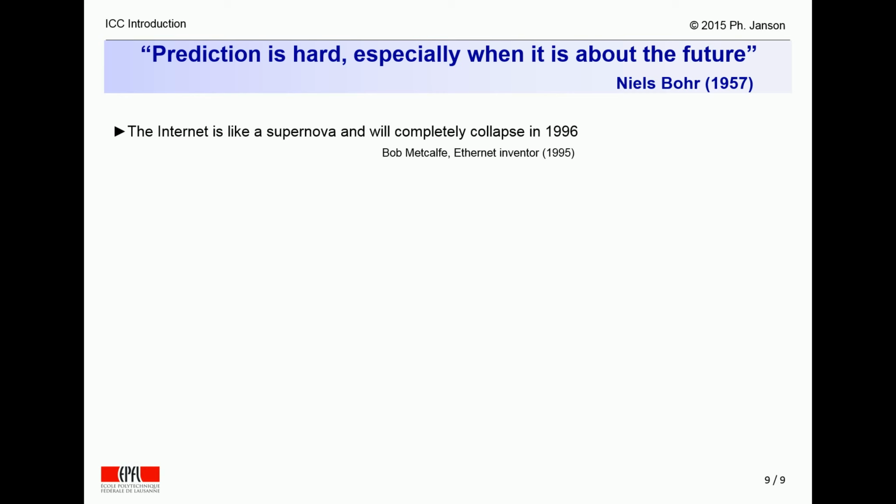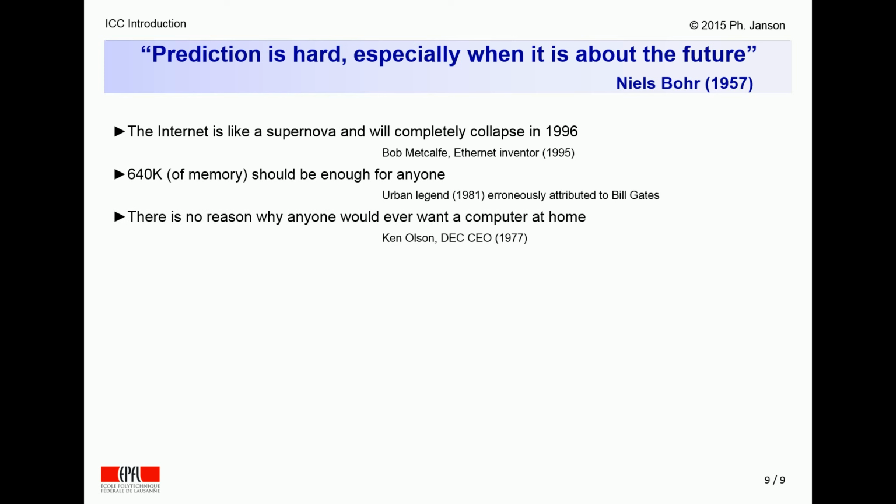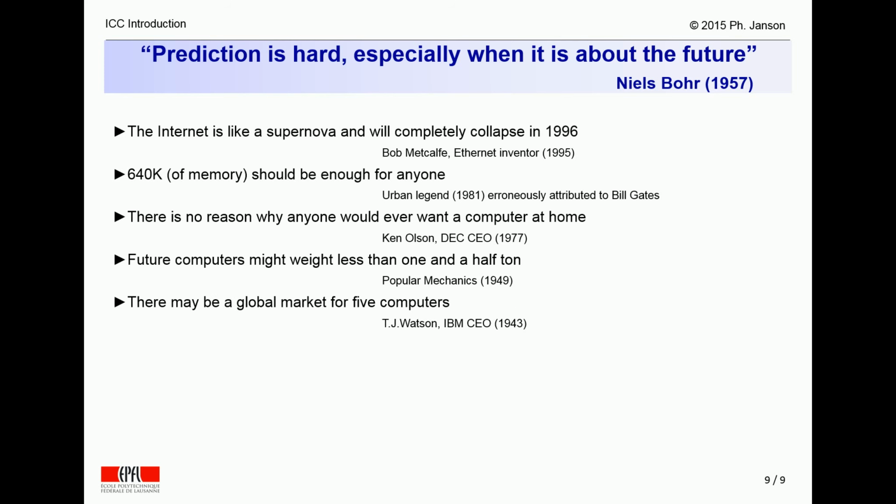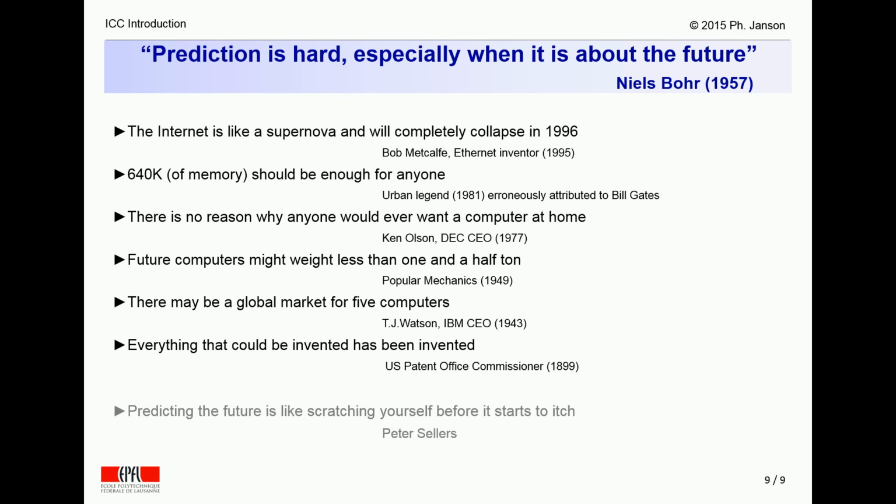Indeed, the internet did not collapse in 1996. Today's simplest smartphone enjoys a memory 10,000 times larger than 640K. A large fraction of mankind owns several personal computers at home, not to mention tablets and other computerized devices. Their weight has become ridiculous. Their market size phenomenal, even for supercomputers and cloud data centers. And the development of the ICC technologies may be about where the automobile technology was a century ago.